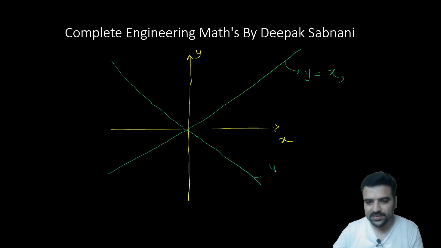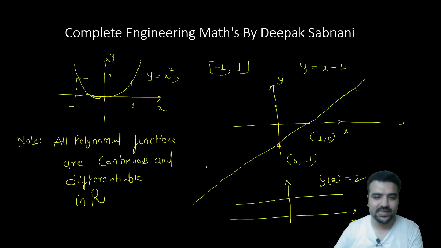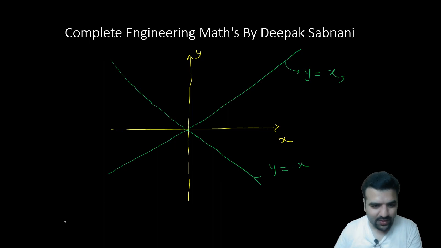This is y equal to minus x. Now the question is, we have to plot the graph of, or see the function which is the maximum of x and minus x. So this is y equal to x, this is y equal to minus x. So I'll take only the maximum value.